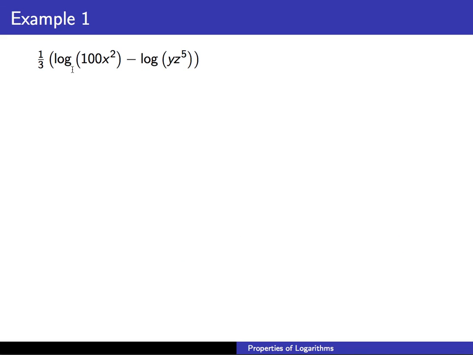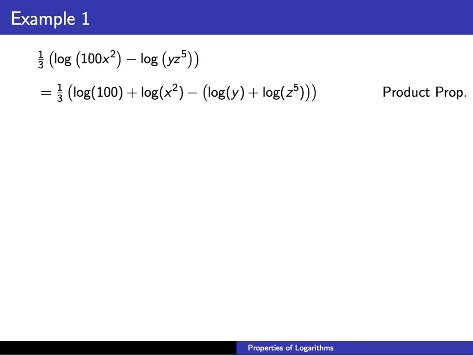Carrying on with that, with each of these logarithms, we have the log of 100 times x squared, and we have a log of y times z to the fifth. So we can apply our product property for this log of 100x squared, and we can also apply the product property for log of yz to the fifth. So when we break it up, we get still 1/3 out in front, but using our product property, we have a log of 100 plus the log of x squared, then minus the expression, the log of y plus the log of z to the fifth.